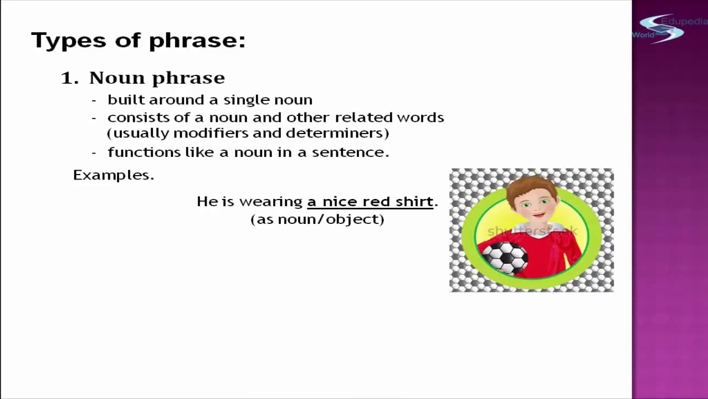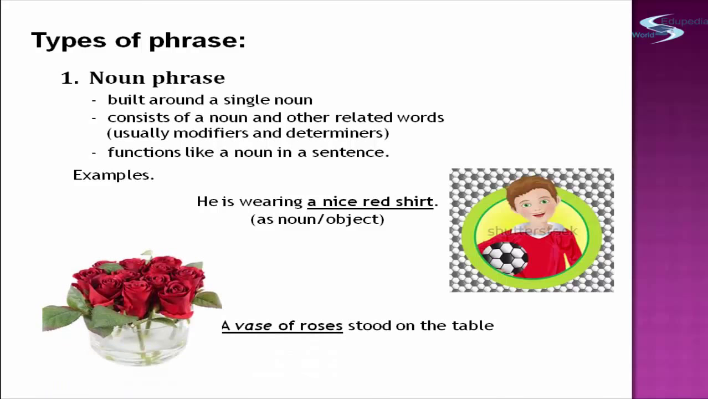A nice red shirt is a noun and it is the object of the verb wearing. A vase of roses stood on the table. A vase of roses is a noun phrase that functions as the subject of the sentence. Remember that a sentence can also contain more noun phrases.